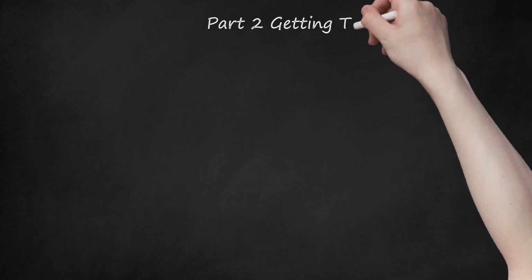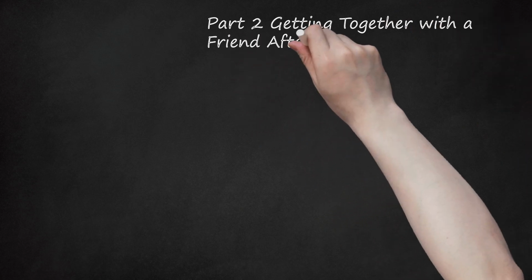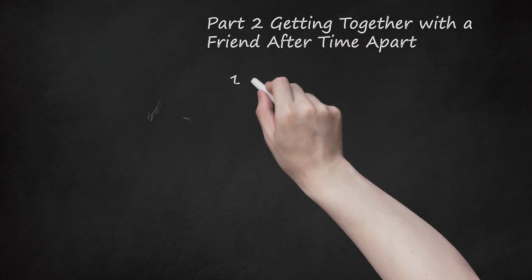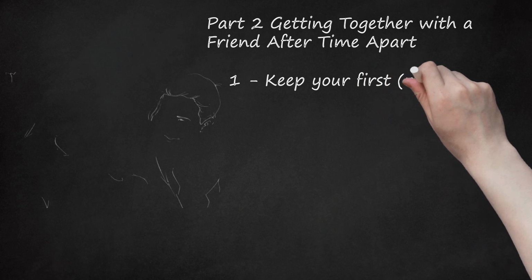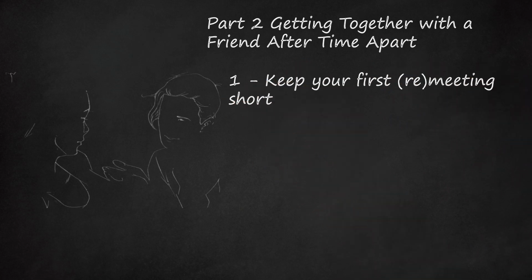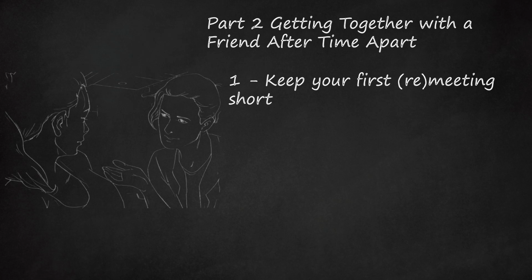Part 2: Getting together with a friend after time apart. 1. Keep your first meeting short. Know that the present is not the past. Your friend may have changed substantially. Don't expect them to be the person they were when you were closer.